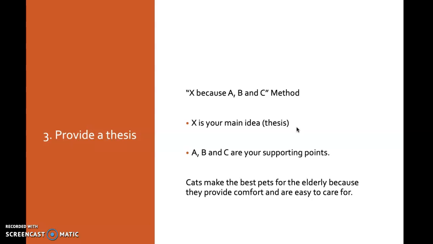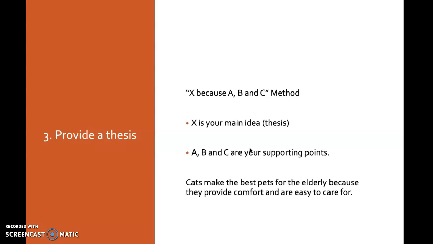Sometimes this is also called an essay plan, because there's typically 2 or 3 things that are introduced in the introduction that are then unrolled in more detail in the body paragraphs. So it operates as a plan. X because A, B, and C is the most common method or most common formula for building a thesis essay plan. In this method, X is your main idea, the idea you're going to prove. A, B, and C are your supporting points.